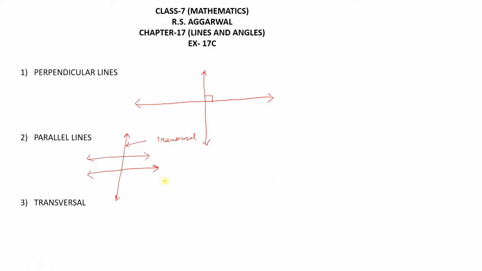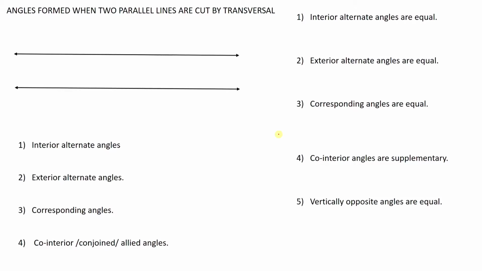It is not necessary that these two lines be parallel only. It can be any lines like this. If I consider these two lines and they are cut by a third line, then this third line is called a transversal. Okay, fine. Next, look at the angles formed when two parallel lines are cut by a transversal.